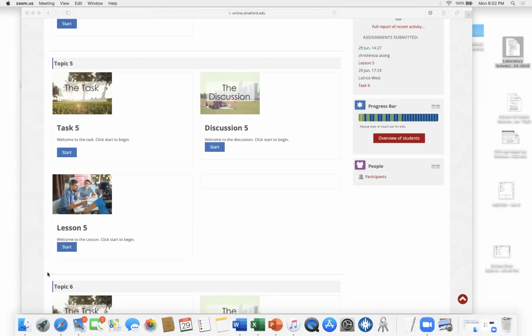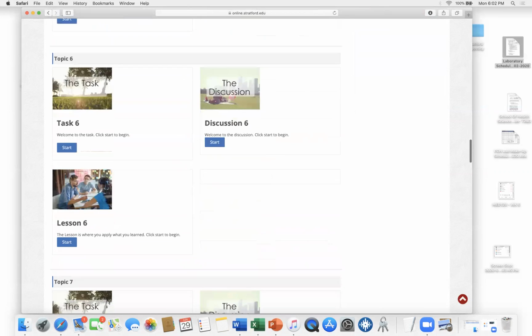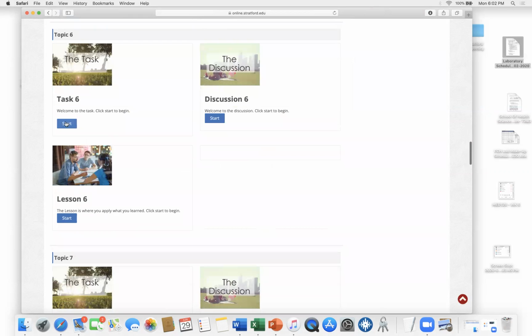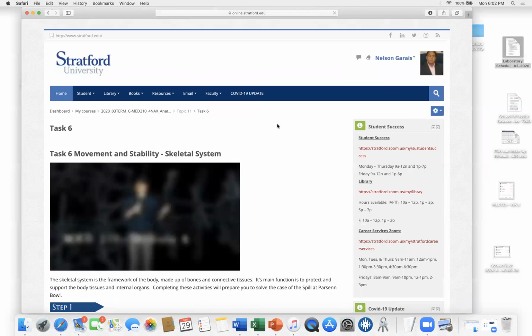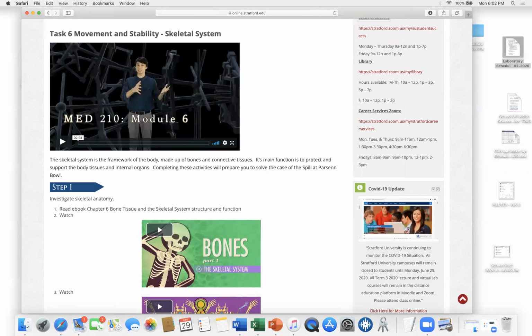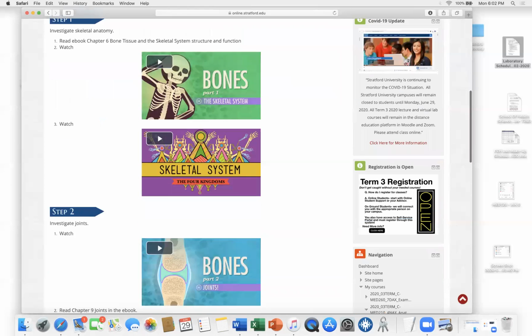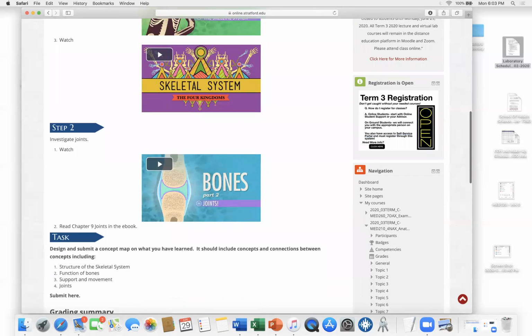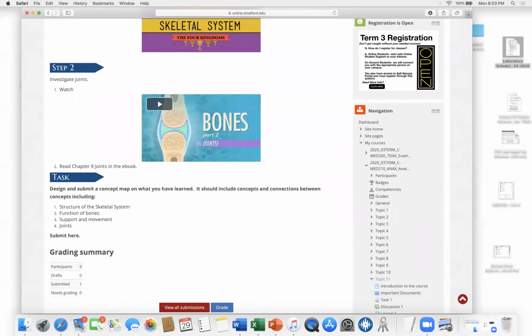What's due today or tonight? Task 5, discussion 5, and lesson 5, because we are now officially into week 6. And in week 6, we're going to talk about the skeletal system. Let's look at our goals for this evening. Of course, we're going to talk about what actually is a bone.